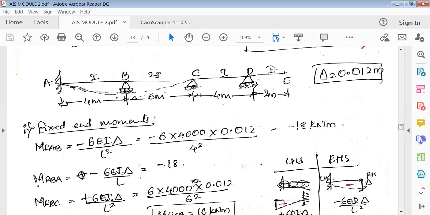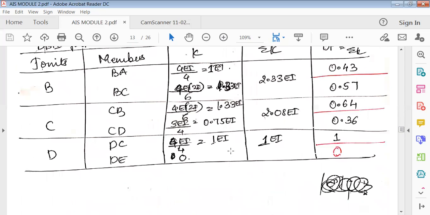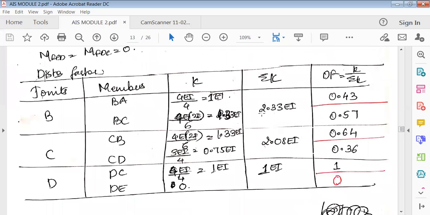DE, again this is the end support, so it is 0. Substitute all the values here. So it is, add both of this, it is 2.33. Add both of this, 2.08. Then this. Okay, so K by summation K.